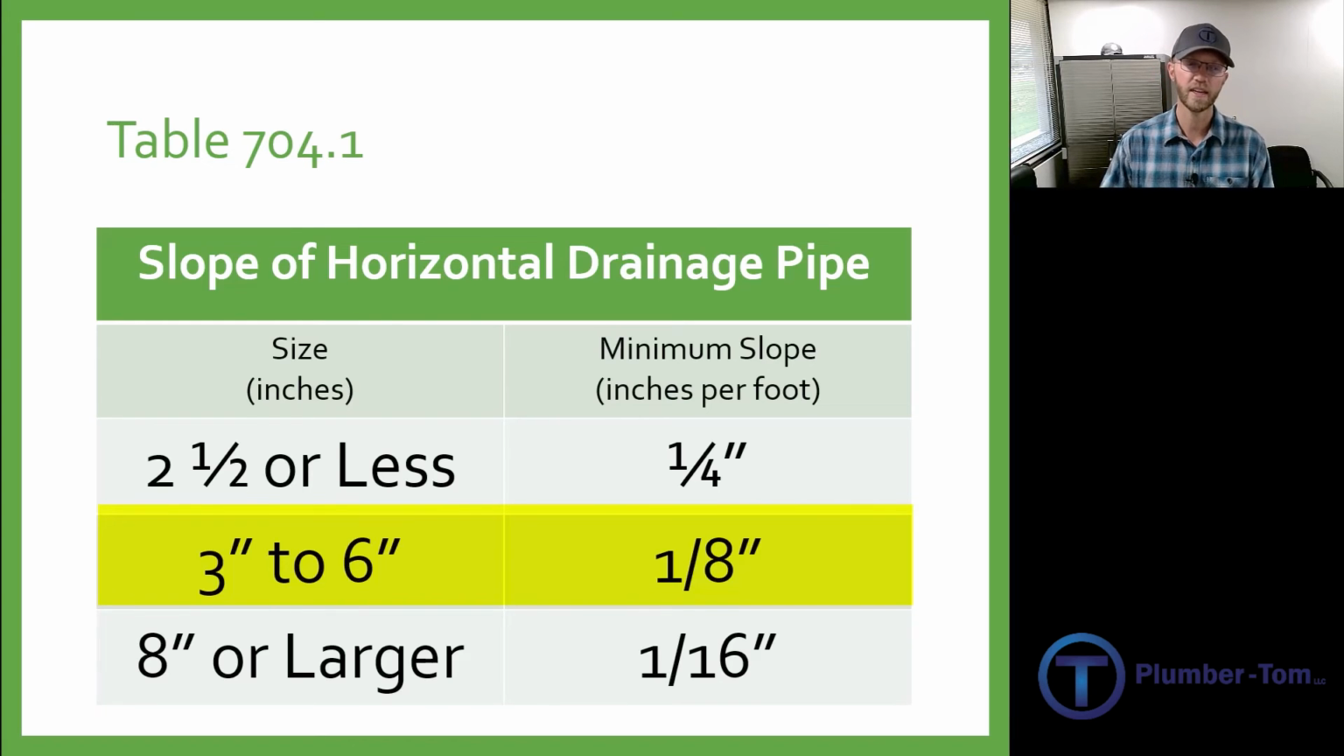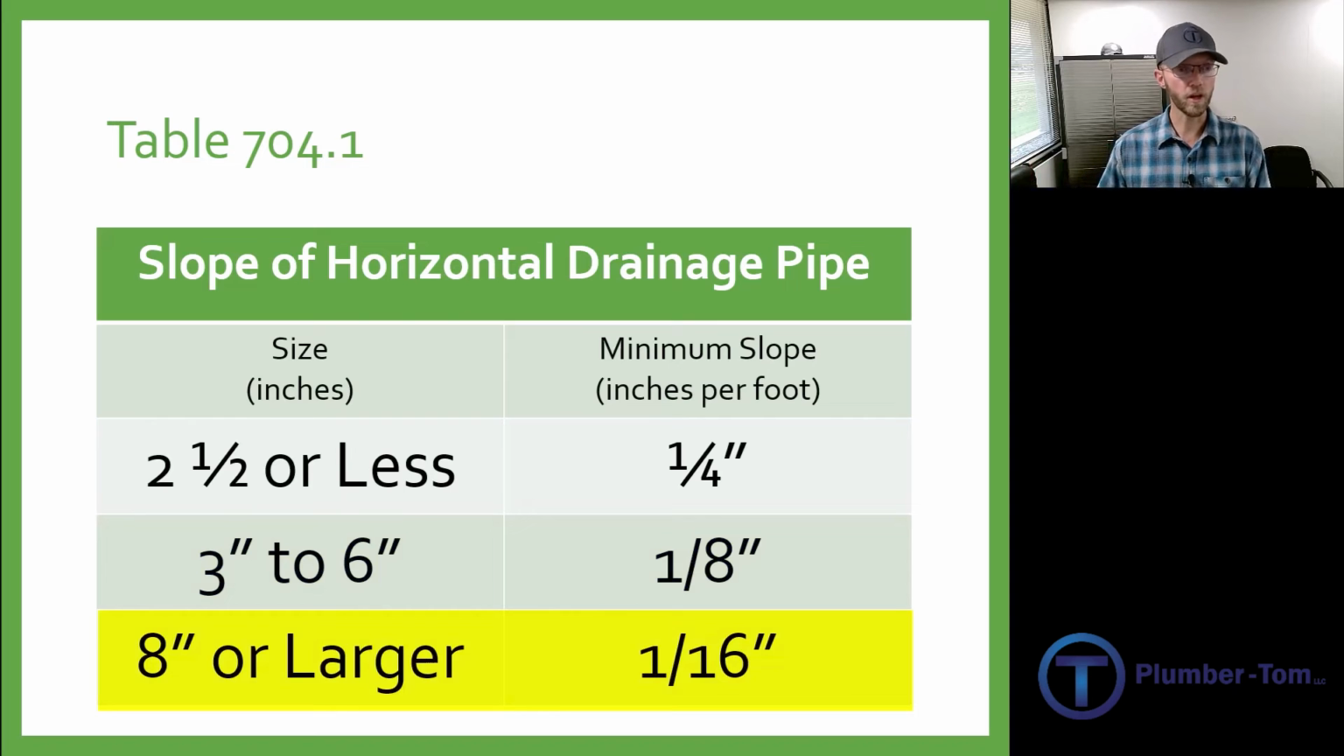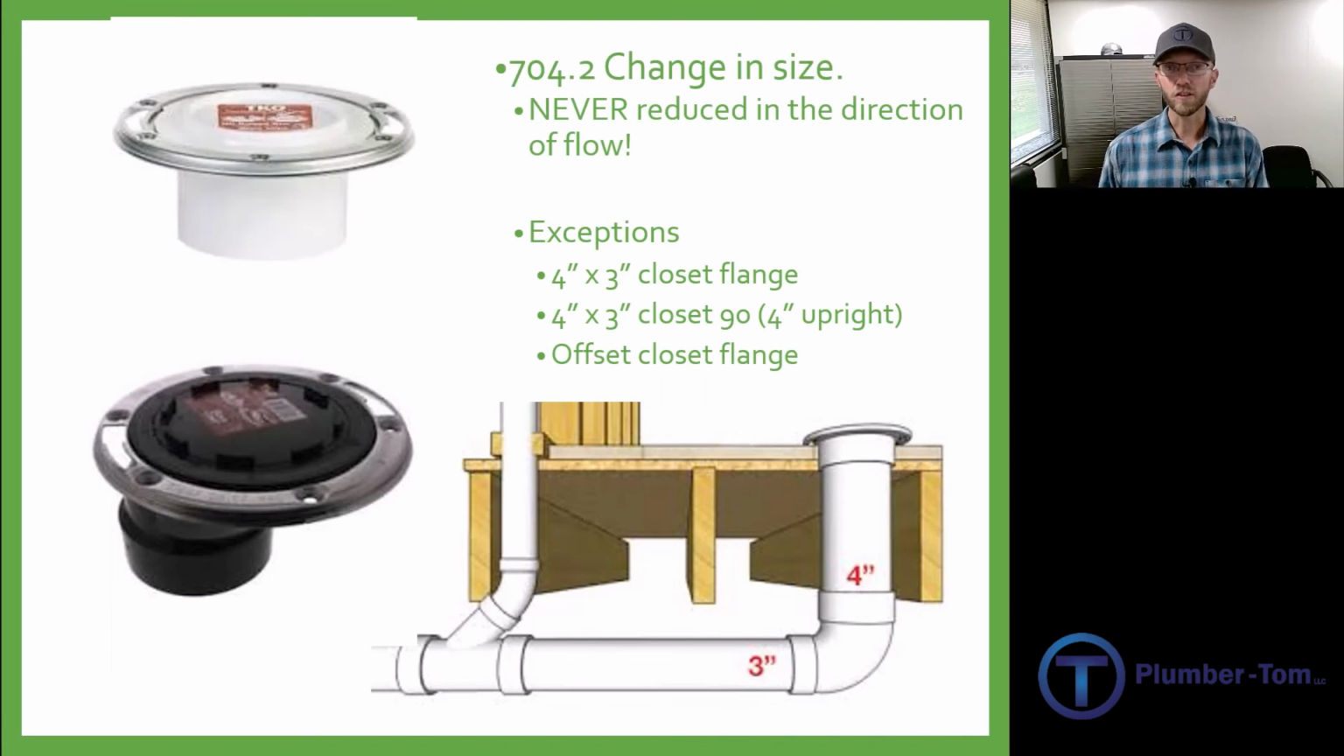In any case, the smaller pipes need at least 1/4 inch per foot grade, also known as 2%. For pipe sizes from 3-inch to 6-inch, you can slope that at 1/8 inch per foot, or 1% grade. Anything 8-inch or larger, and you can run 1/16 inch per foot, or 0.5% slope.